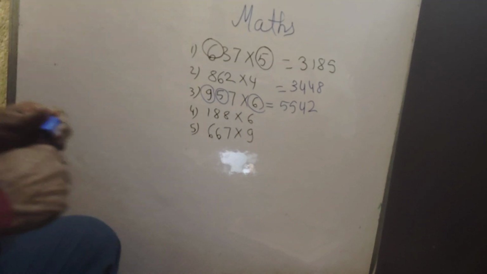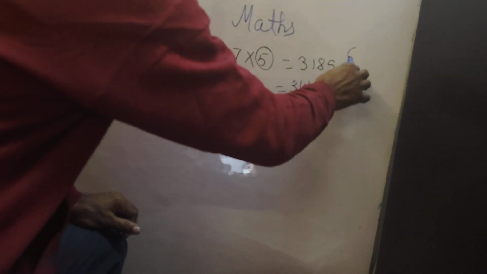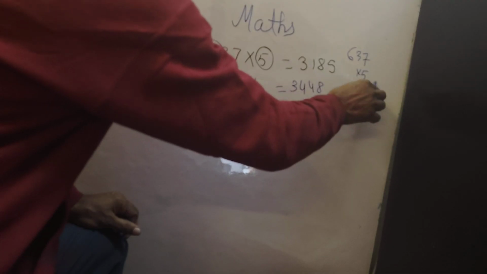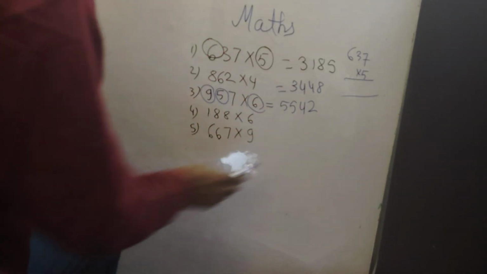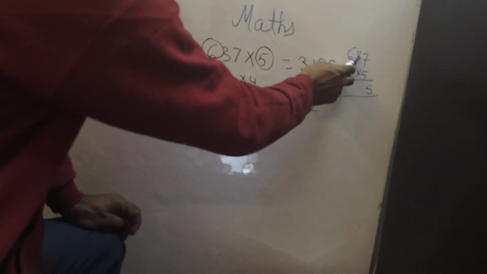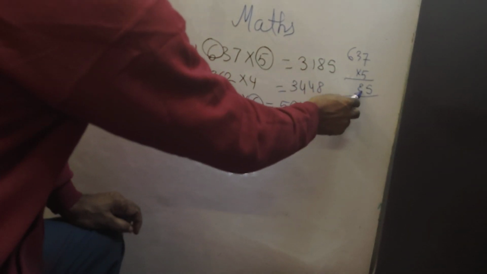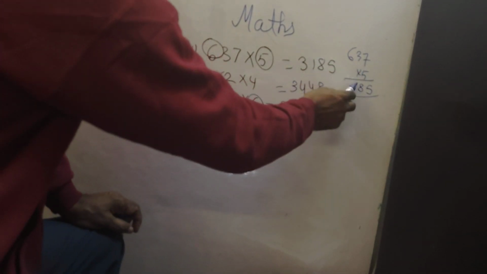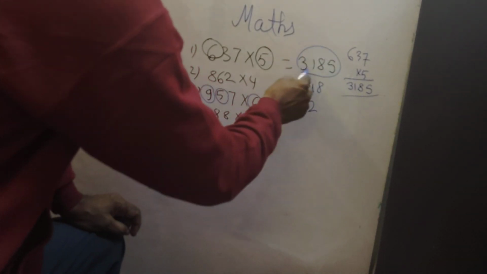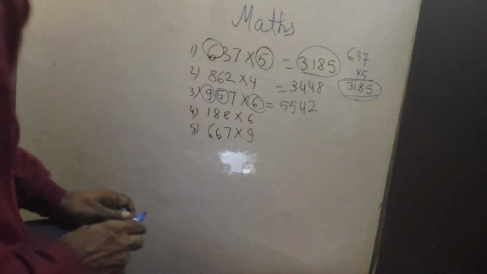In copy work, we start from the right side. Look, 637 multiply by 5. Start from the right side, the right digit. Now 5 times 7 is 35, 3 carry. Now 5 times 3 is 15 plus 3 is 18, 1 carry. 5 times 6 is 30 plus 1 is 31. So 3185, we get the same answer.